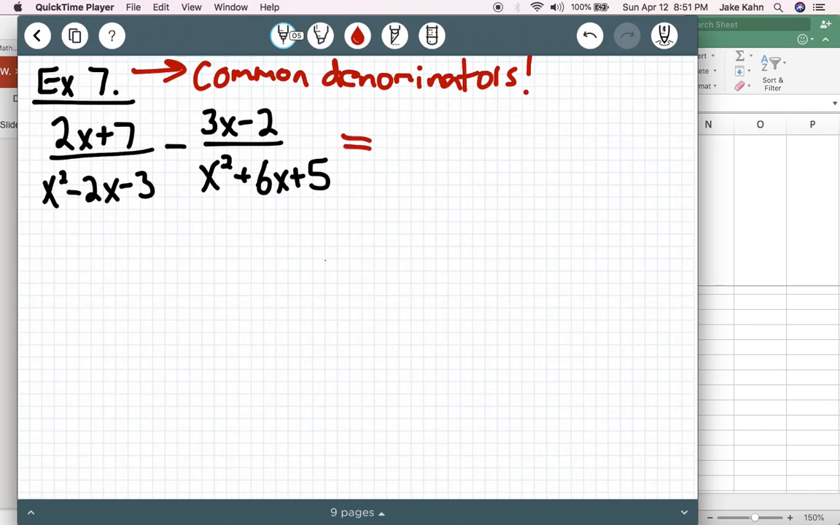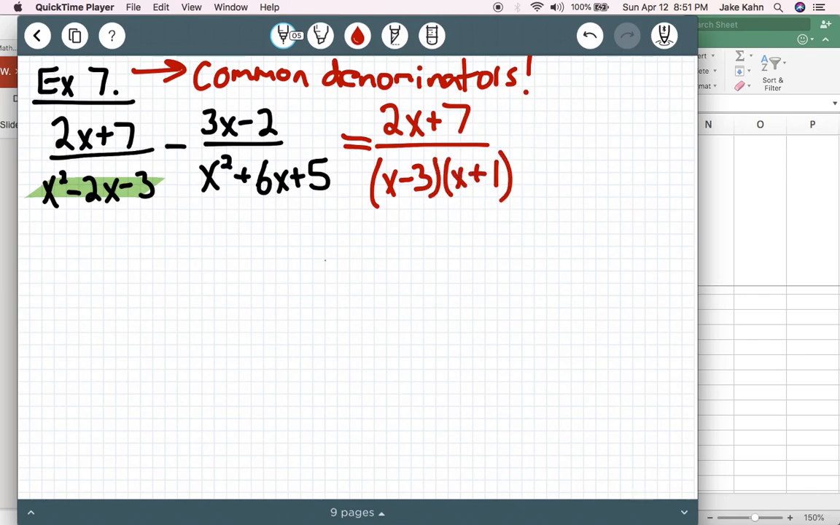2x plus 7 can't be factored. x squared minus 2x minus 3 definitely can. What two numbers multiply to get negative 3 and add to get negative 2? It would be negative 3 and positive 1. All right, let's see here. So now we have subtract. Can we factor 3x minus 2? The answer is no.